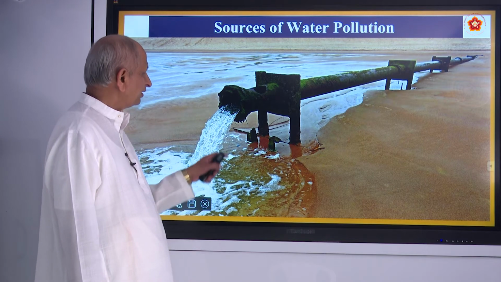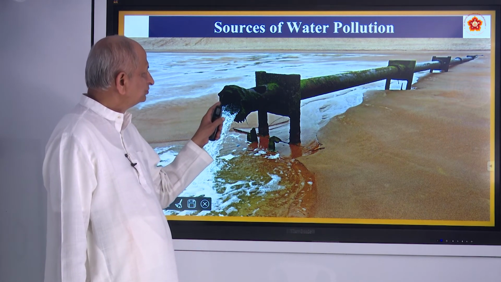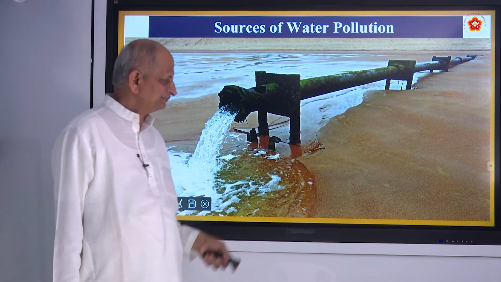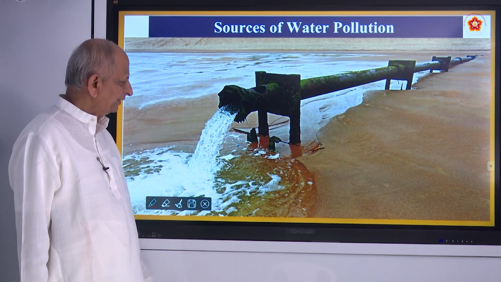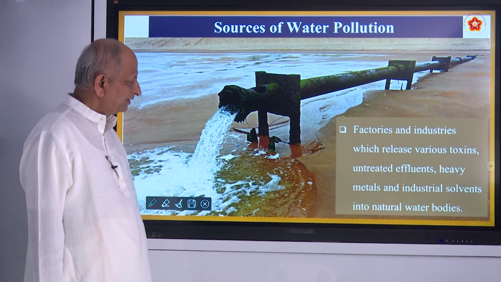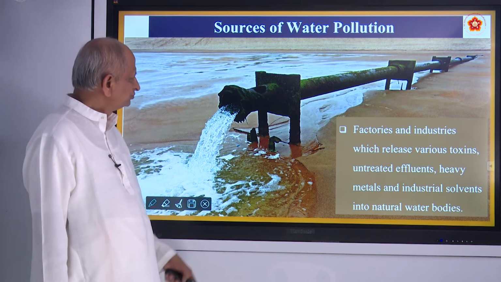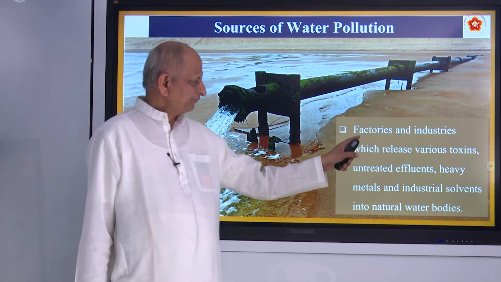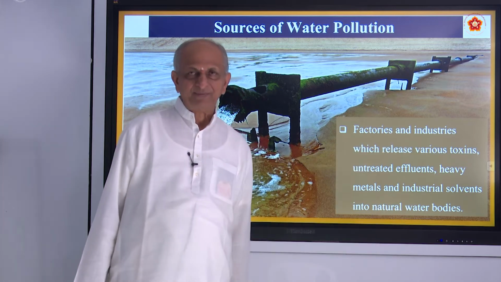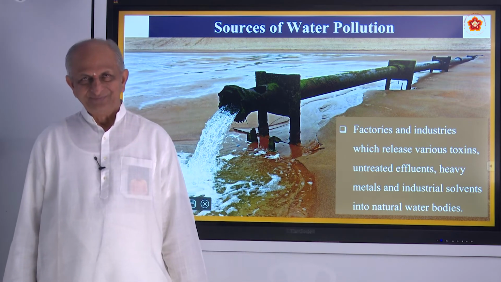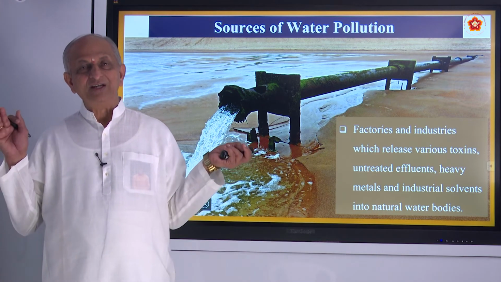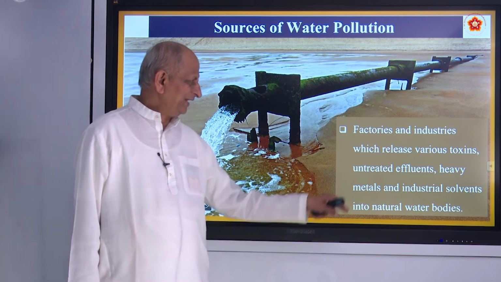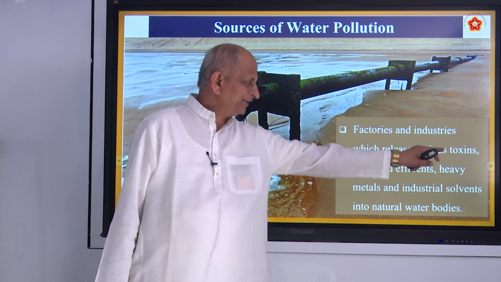So this is one more which I was just now referring to. The sources of water pollution by the factory. This is a factory waste coming out in pipes. What do the factories do? They leave all these pollutants into the river. Factories and industries. What is the difference between factory and industry? Industry means large scale factories. Is it not? Which release various toxins.